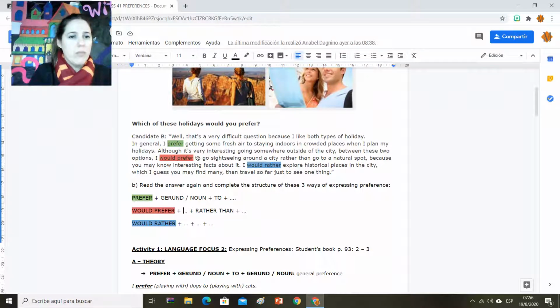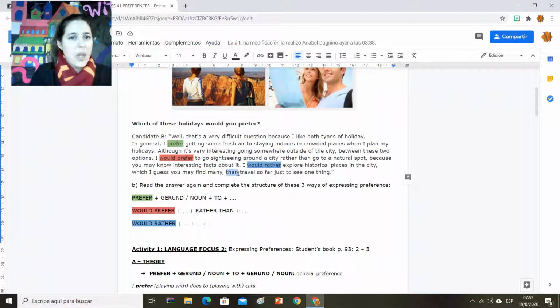¿Cómo va el verbo? Y para decir en vez de, utilizo rather than. ¿Cómo va ese verbo después? Infinitive, bare infinitive, infinitive without to. And would rather, ¿sí? ¿Cómo lo formo? ¿Cómo va ese verbo? ¿Cómo digo en vez de?